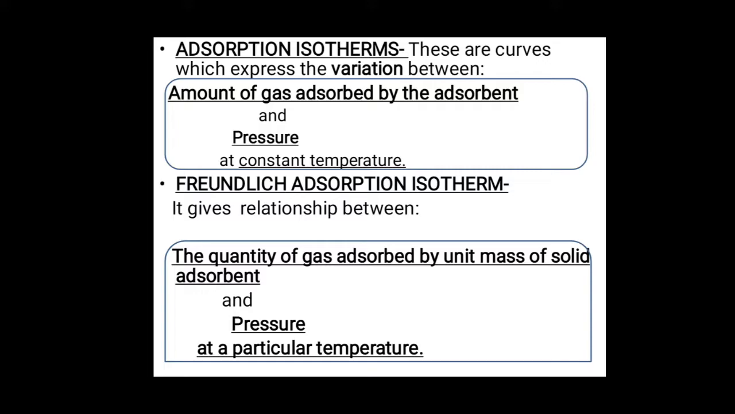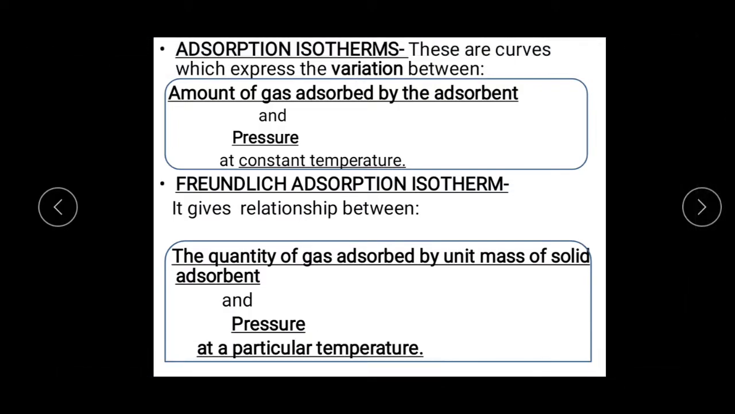Here we are going to start with the topic Adsorption Isotherms. Now what do you mean by Adsorption Isotherms? These are curves which show the variation between the amount of gas adsorbed by the adsorbent and pressure at constant temperature. Under the adsorption isotherms we have the Freundlich adsorption isotherm.